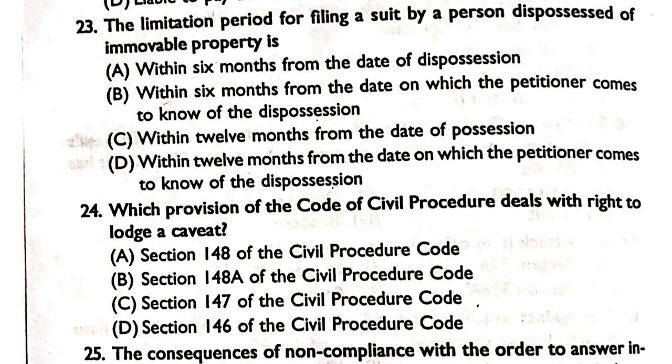Very basic application-based questions. So question 23 says limitation period for filing a suit by a person dispossessed of immovable property. The answer to that is A, within 6 months. Again, Bare Act based. You've read the section, you should know this at the tips of your fingers.